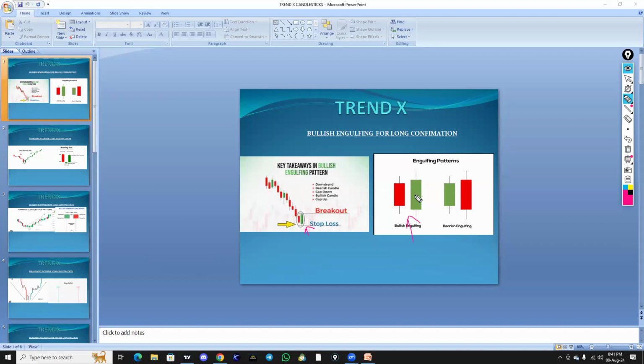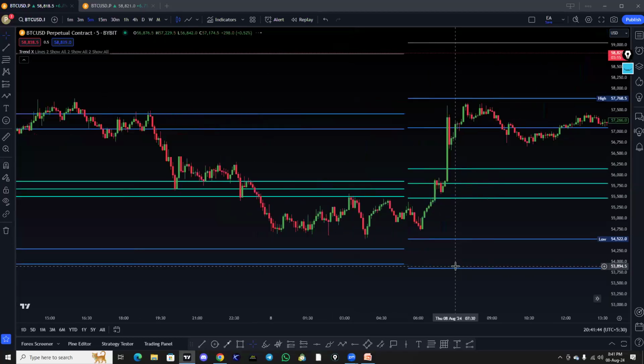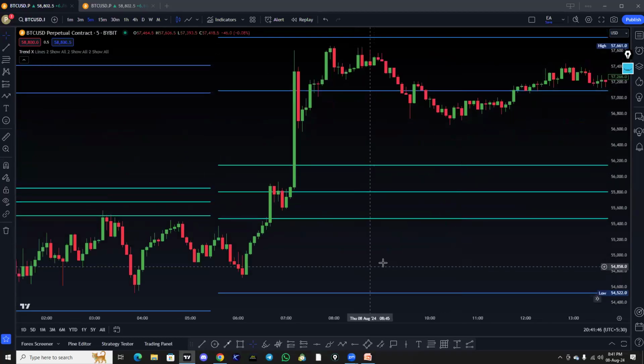Correct? This is how a bullish engulfing looks. It should be bigger than the previous candle. Okay, so just quickly, I'll try to show you how the candles look. Just try to understand here, guys.